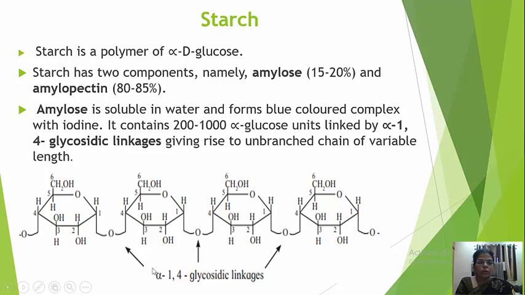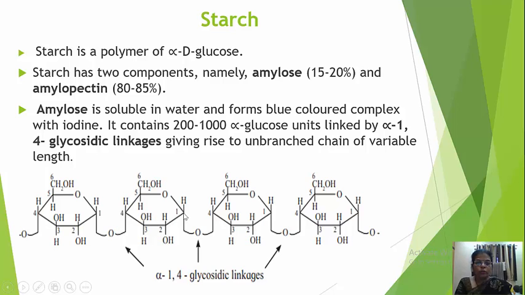Now look here. This is the first glucose molecule, this is the second glucose molecule, this is third, this is fourth. Now when the first molecule uses its anomeric hydroxyl group in the formation of glycosidic linkage, at the same time the hydroxyl group present at the number 4 carbon atom is used for the formation of glycosidic linkage. That is, it is an alpha-1,4 glycosidic linkage.